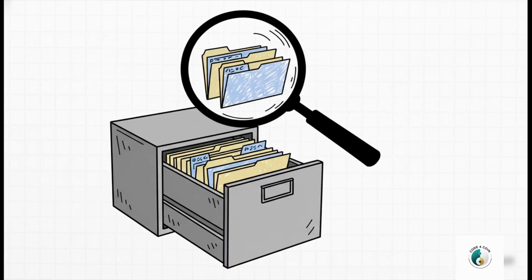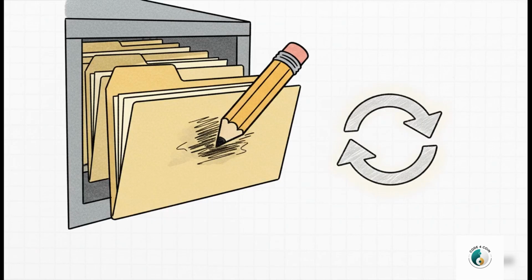To get information back, you use select. This is the one you'll use all the time. It's basically you asking, can you show me all the files you have in the students drawer? Now let's say a student moves. To change their address, you use the update command. That's like telling the system, go find this one student's folder and change the address on the label.